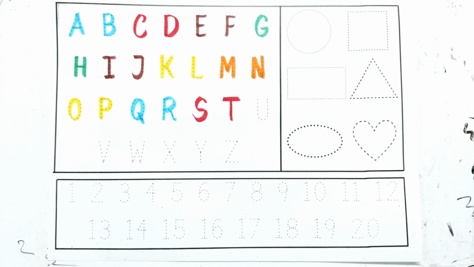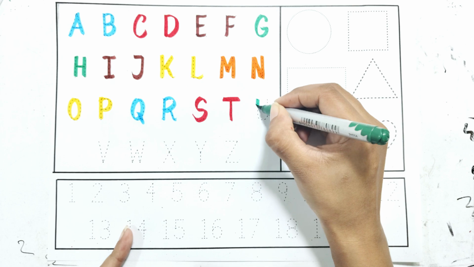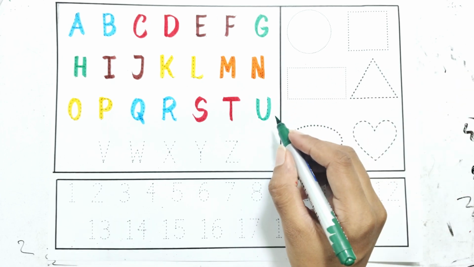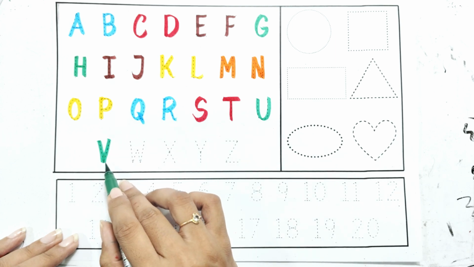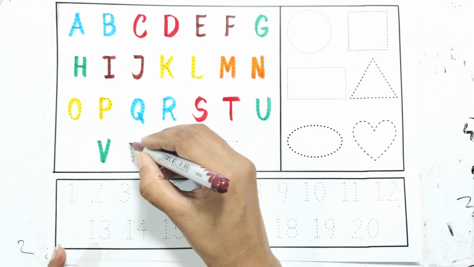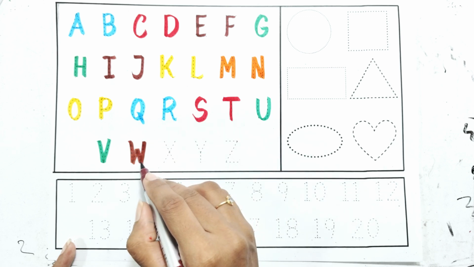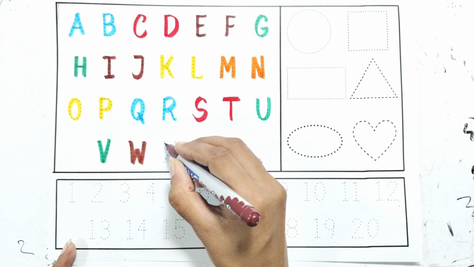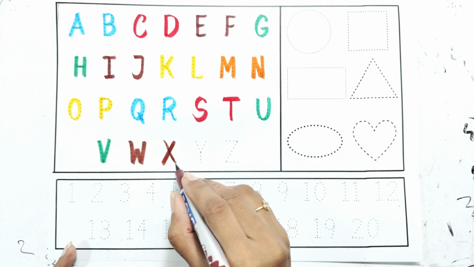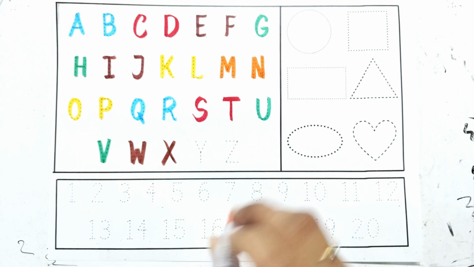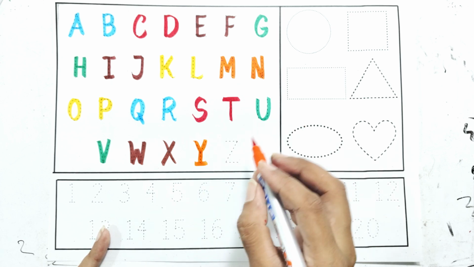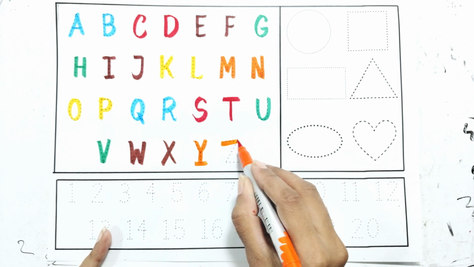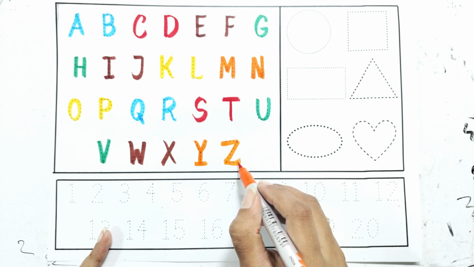Write with me U. U is for umbrella. Write with me V. V is for van. Write with me W. W is for water. Write with me X. X is for X-ray. Write with me Y. Y is for yak. Write with me Z. Z is for zebra.